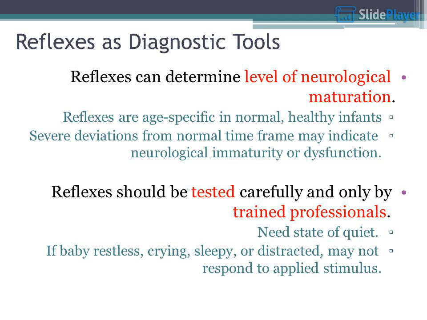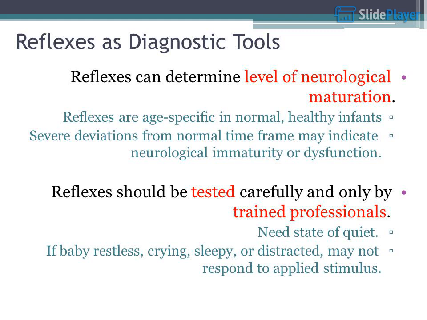Reflexes as diagnostic tools. Reflexes can determine the level of neurological maturation. Reflexes are age-specific in normal, healthy infants. Severe deviations from the normal time frame may indicate neurological immaturity or dysfunction.